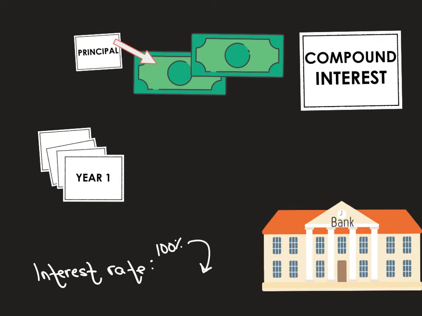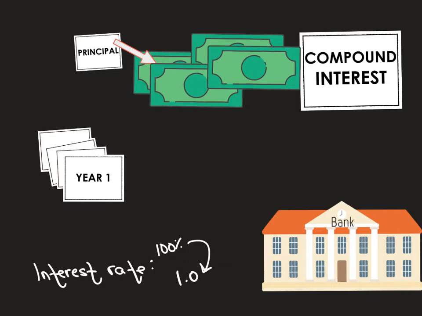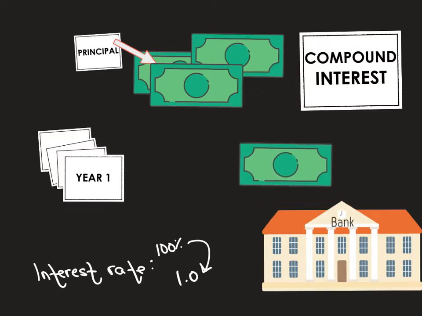And again, we're still converting that to a decimal, which our interest rate would be 1.0. So this $200, we are going to take it, and just almost like it would happen with simple interest, we are going to get another $200. And we're going to take that money and we are going to put it in the bank.